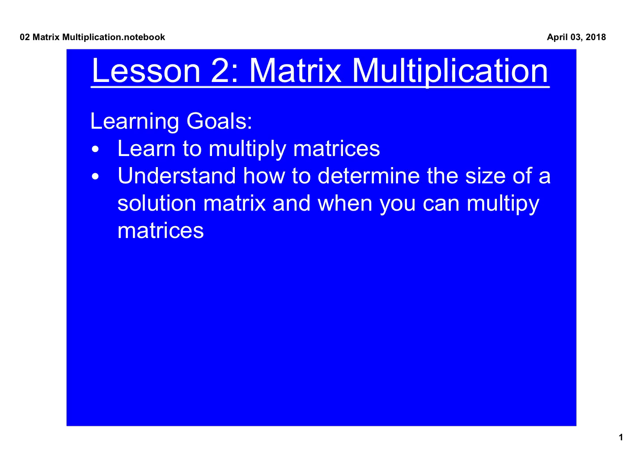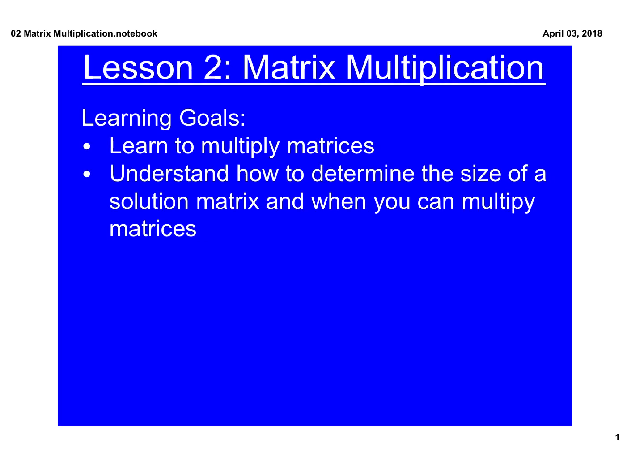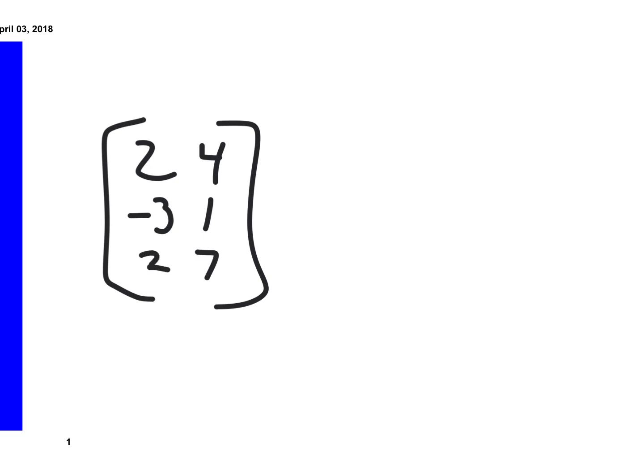Here we go. We're going to be multiplying matrices. Well, first of all, you have to remember on matrices what the rows and the columns are. If I said 2, 4, negative 3, 1, and 2, 7, you should know that's a what by what. Don't say it out loud.